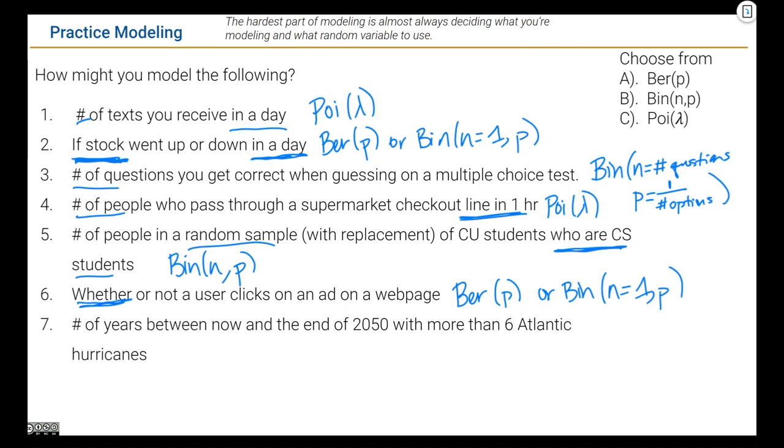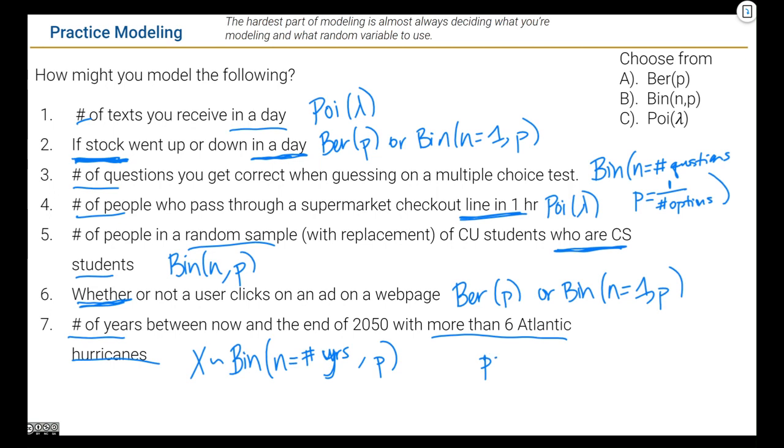Whether or not a user, oh yeah, we have that one. Okay, so the last one, number of years between now and the end of 2050. This one's a little interesting because it is number of years where I have some type of event. We can think of more than 6 Atlantic hurricanes as a success or a failure. Having more than 6 would be a success, having less than or equal to 6 would be a failure. So in that case, you can think of this as binomial where n is number of years between now and the end of 2050. But then we need to think about what P would be here. P is the probability that in a given year, there's more than 6 Atlantic hurricanes.